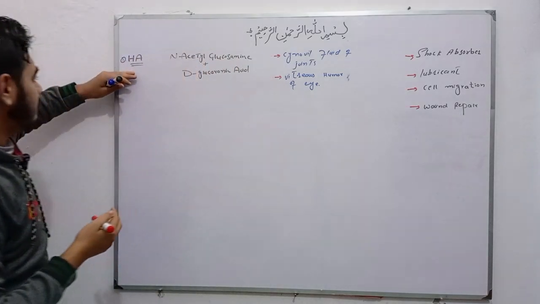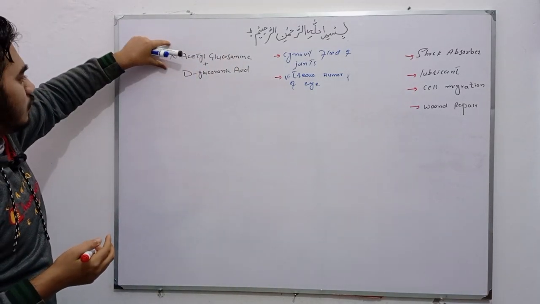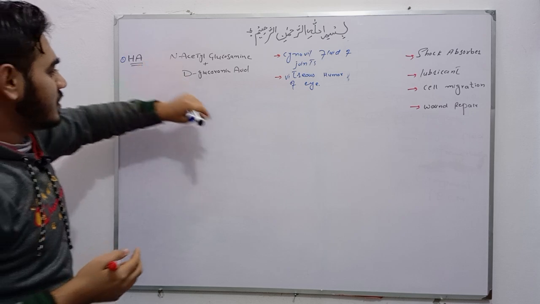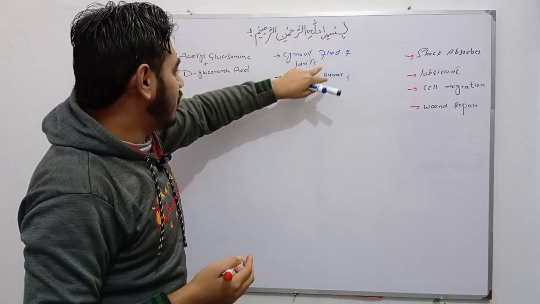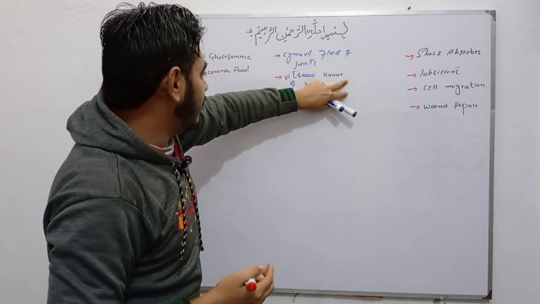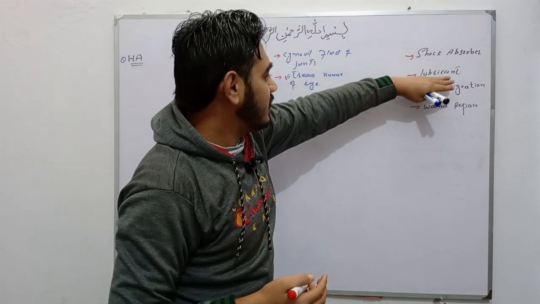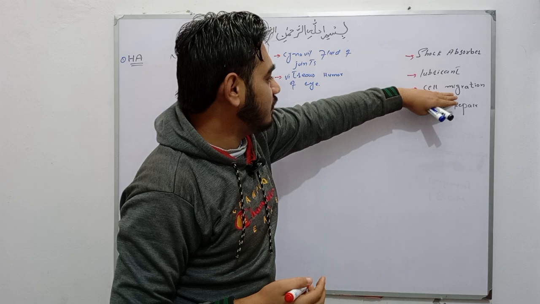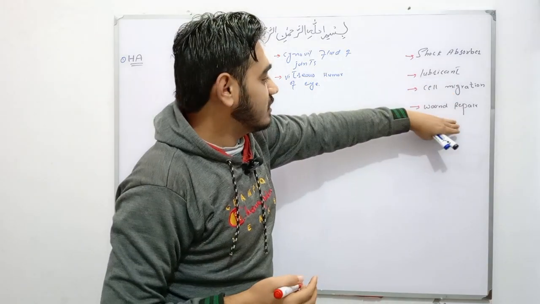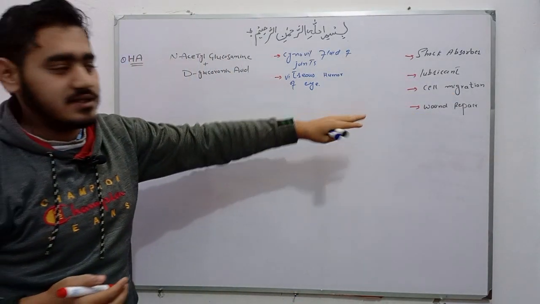This hyaluronic acid is made up of N-acetylglucosamine and D-glucuronic acid. It is present in the synovial fluid of joints and vitreous humor of the eye, and they act as a shock absorber, they act as a lubricant, they are responsible for cell migration, and they are very important in the wound repair mechanism.